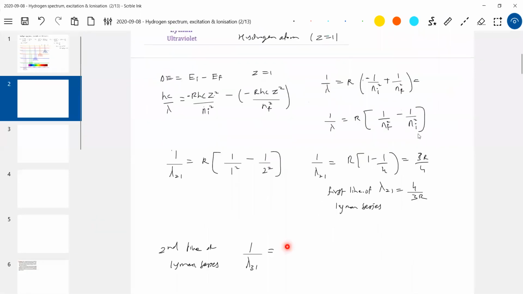What should be the formula? It is making a transition from initial 3 square to final 1 square, nf is 1 square, initial is 3 square. So 9, so this will be 8R by 9. So what is lambda 3 1? So like this, the wavelength of any specific line we can determine using this particular formula.